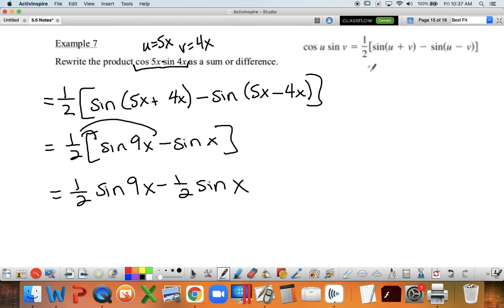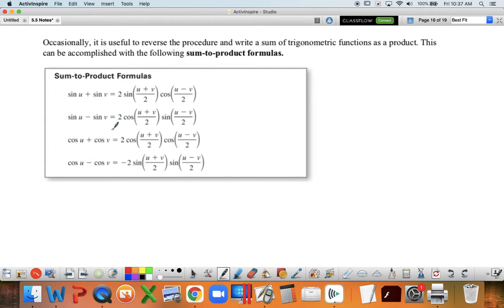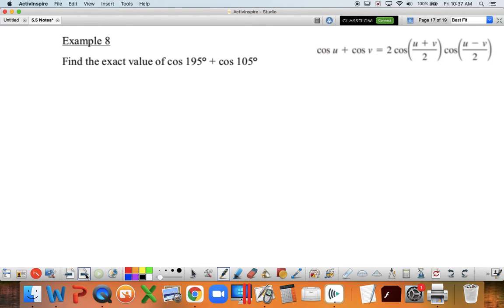So this one is really not too bad as long as you have those formulas in front of you and you know you're using the correct one. Now sometimes we may have to reverse the whole process and say, all right, what if I have the addition of two terms and now I want to convert it into a product? I want to go from sum to product. Then these are the formulas that I'm going to need to use. So in example 8, I know I'm going to be adding the cosine of 195 degrees plus the cosine of 105 degrees, and they want it to be exact.